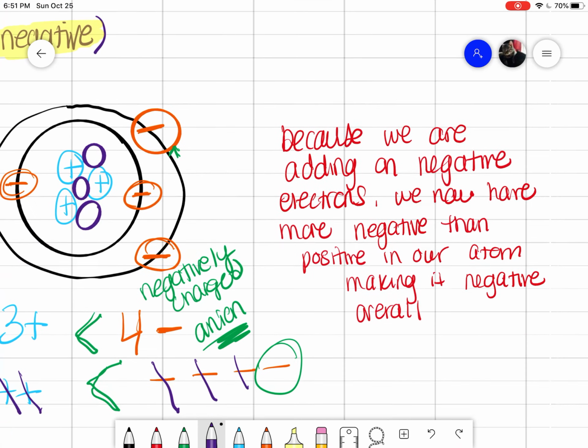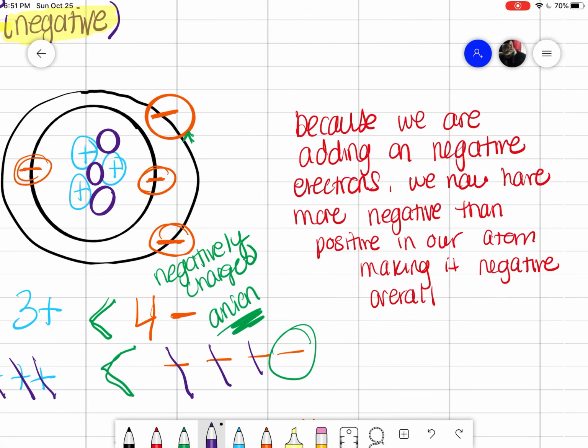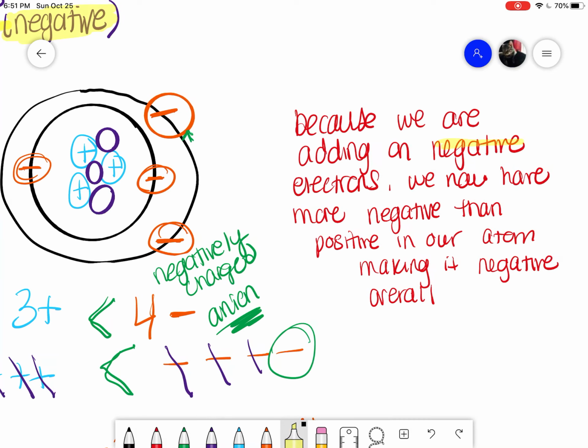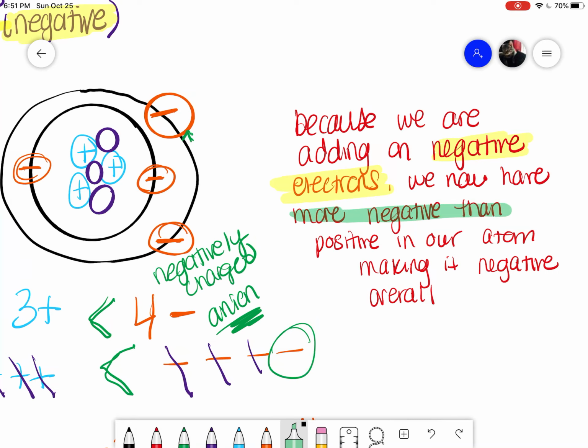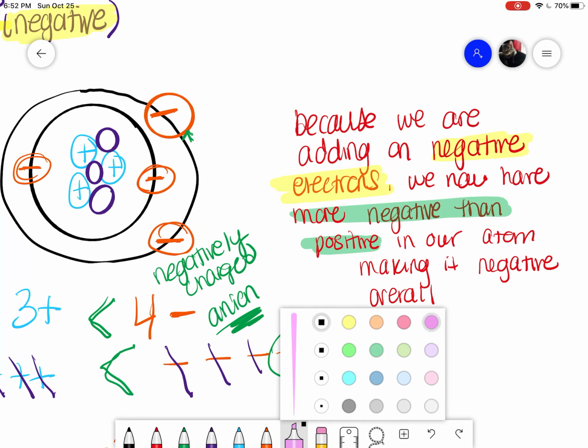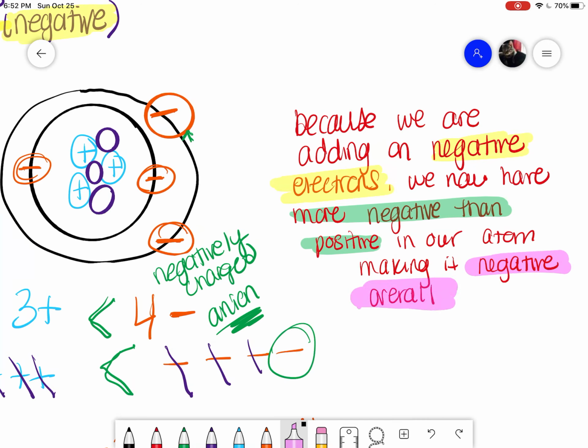And so, to summarize, because we are adding on negative electrons, we now have more negative than positive in our atom. And so that makes it negative overall. And we call that an anion.